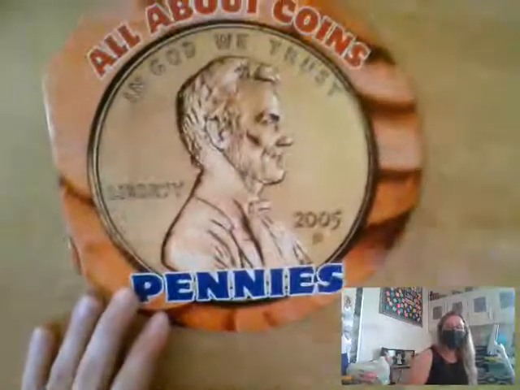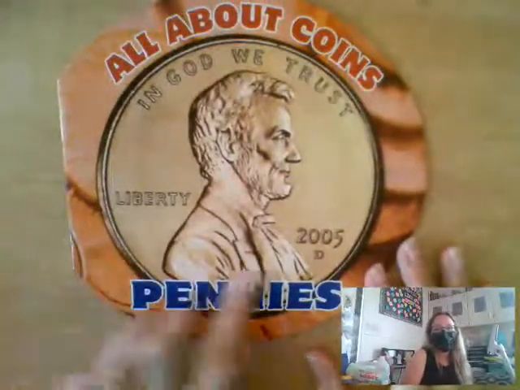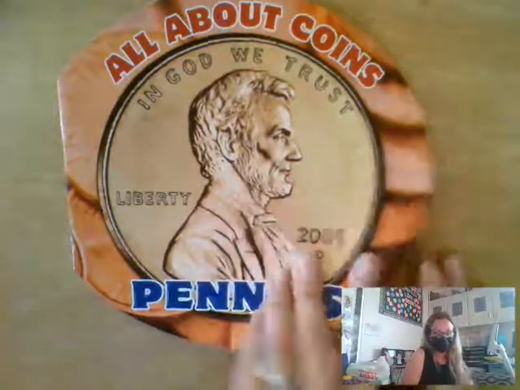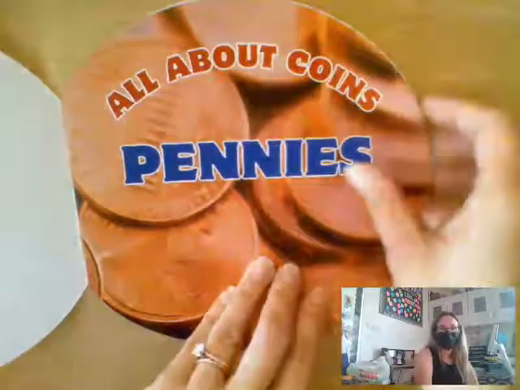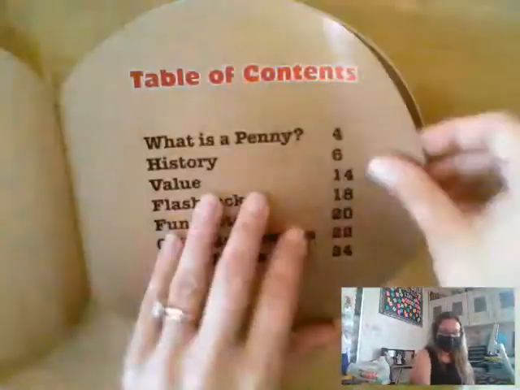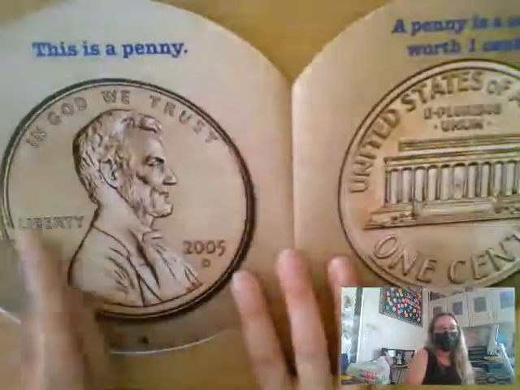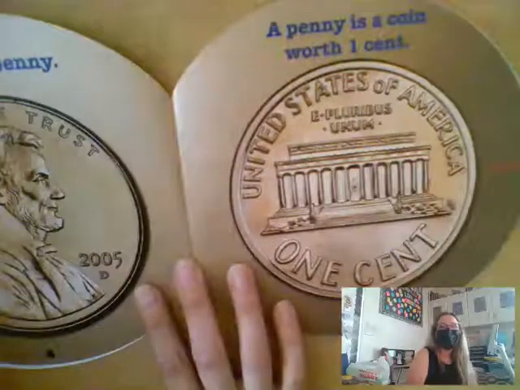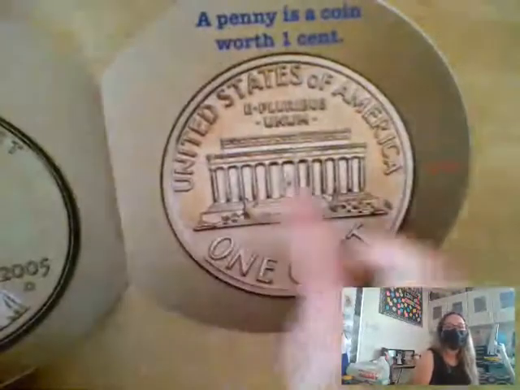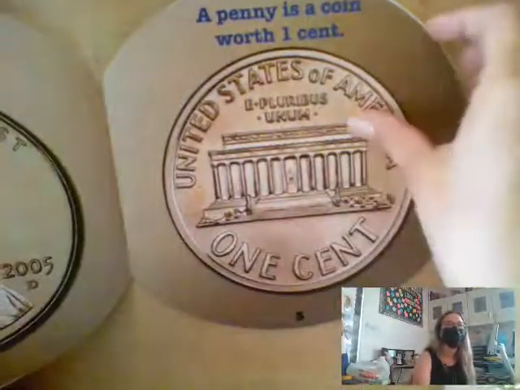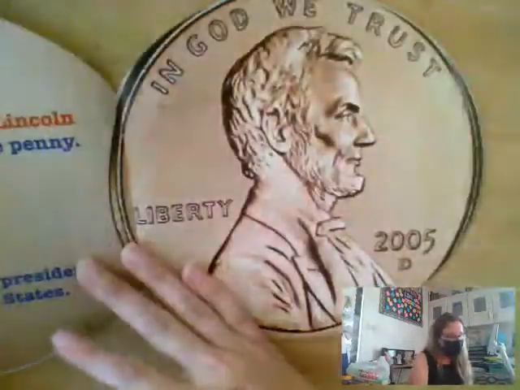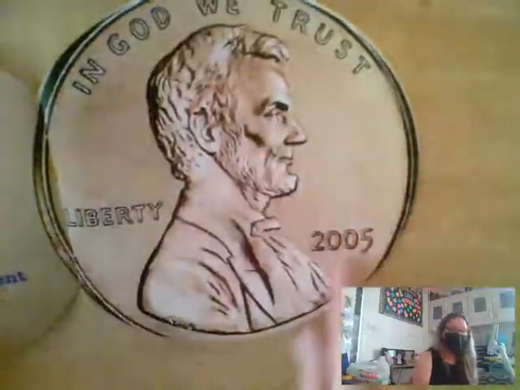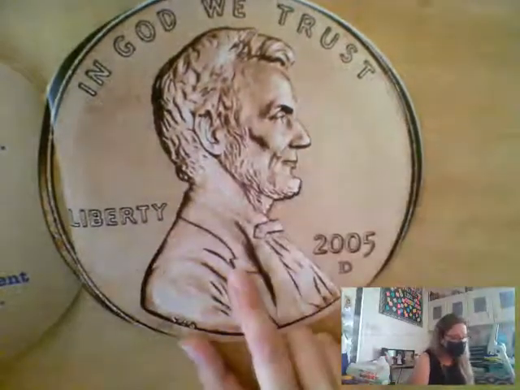So this story is called All About Coins, Pennies. All about pennies. This is a penny. A penny is a coin worth 1 cent. Everyone say 1 cent. 1 cent. President Abraham Lincoln is on the front of the penny.